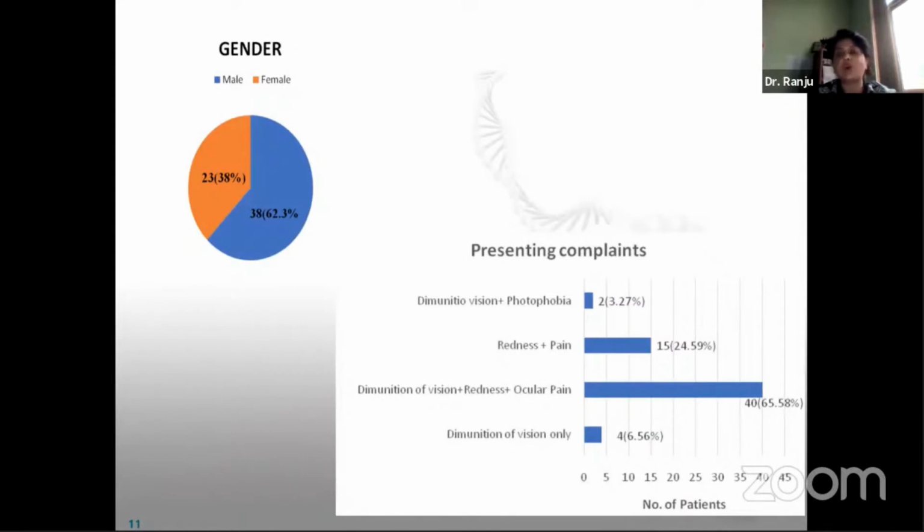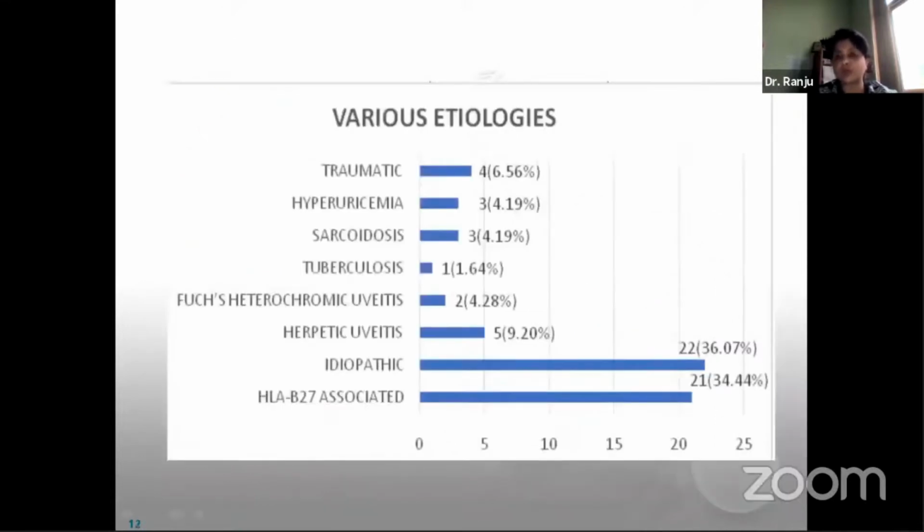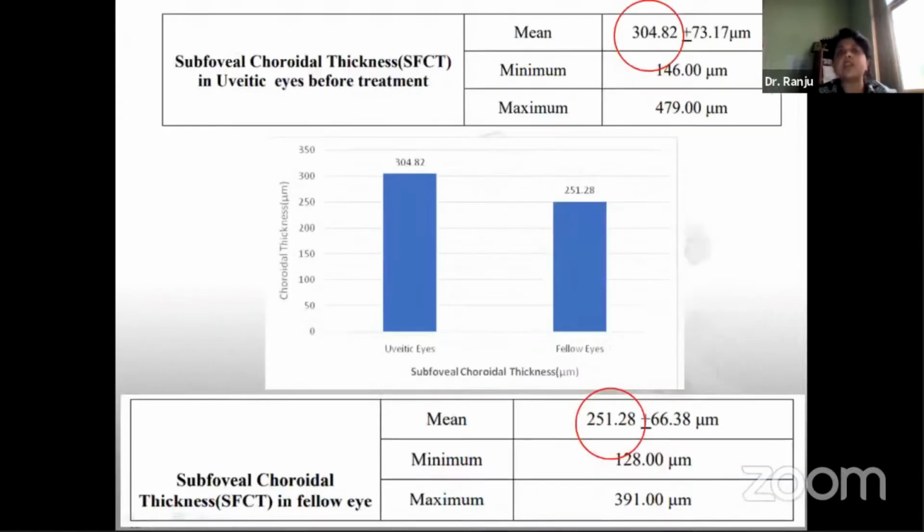And as we know, the common triad of acute anterior uveitis is pain, redness, and photophobia. So this was seen in our population group also. Many times we were not able to identify the cause of uveitis, but in our study population, we could identify the cause in most of the patients, and only 36% of the population were labeled as idiopathic, where none of the etiology was identified. Second most common after the idiopathic group was the HLA-B27 associated population.